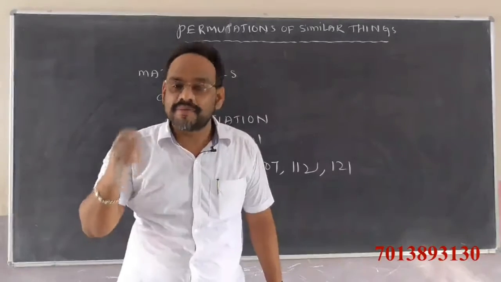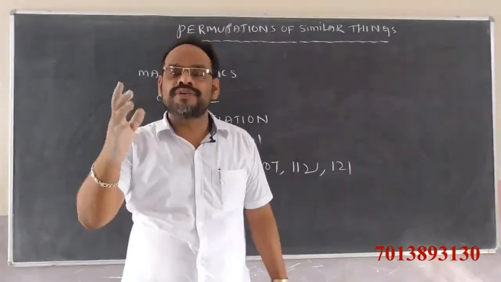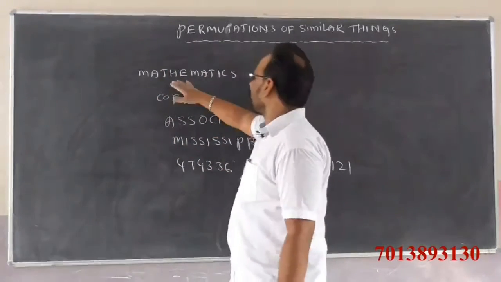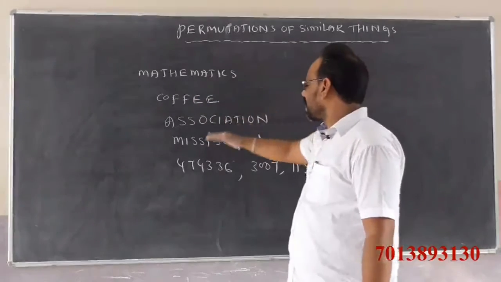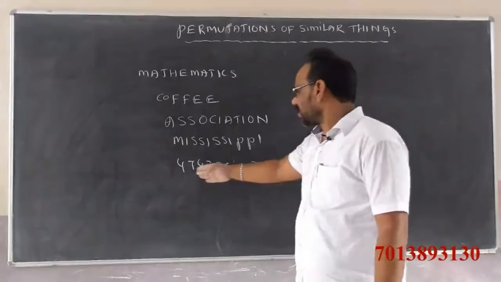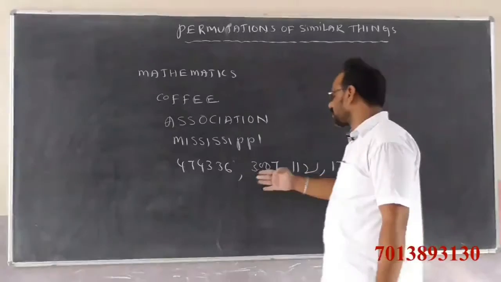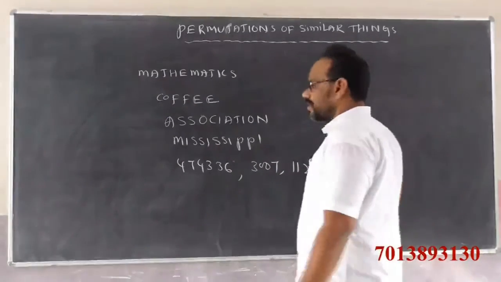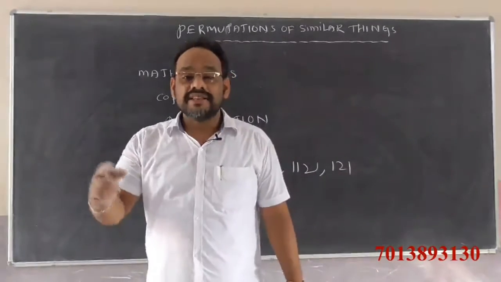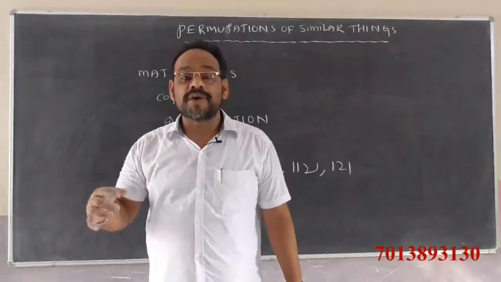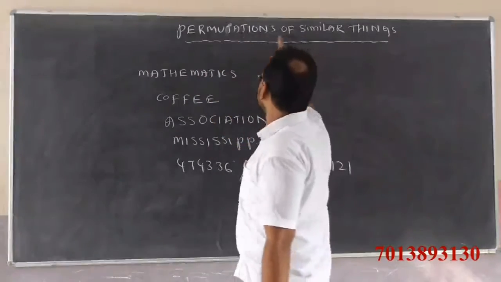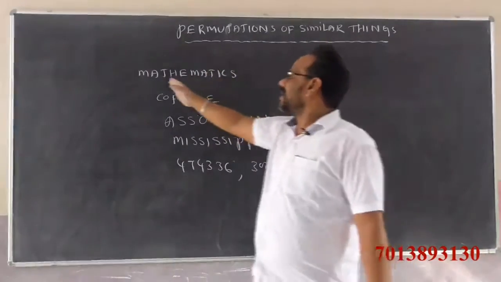But in the literature, we come across many words whose spellings contain certain repeated letters, such as mathematics, coffee, association, Mississippi, and also numbers containing repeated digits, that is 474, 336, 3007, 112 and 121. So in this section, how do we find the number of permutations? In the previous section, we learned about the number of permutations of n dissimilar things. But here we learn about the number of permutations of similar things. Similar things means repeated things.